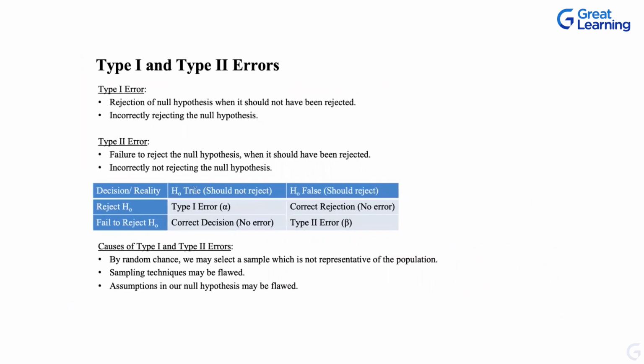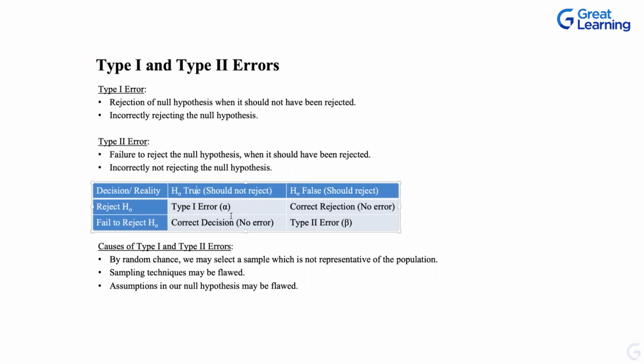This is the null hypothesis. It should not be rejected. Or the null hypothesis is false, so it should be rejected. These are the true scenarios, the actual scenarios. And this is your decision, what you are making based on your inferential statistics. You observed something in the samples. Based on that, you take this call.